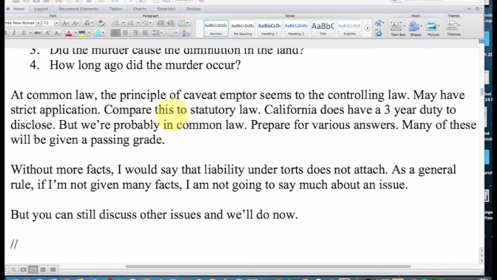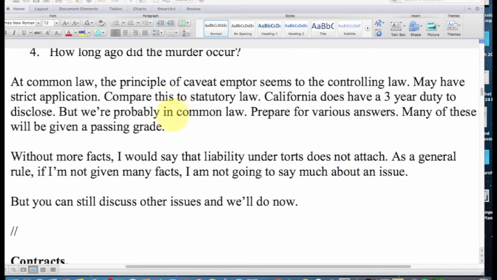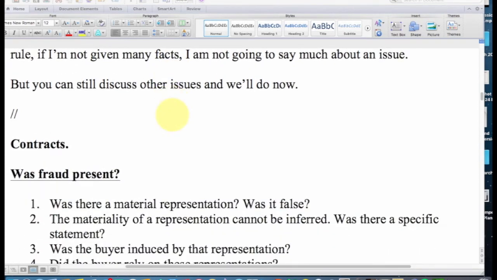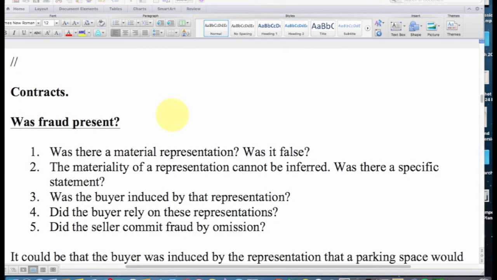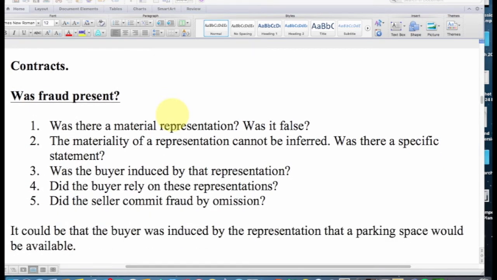Again, I have not seen the actual question. But as a general rule, if I'm not given many facts, I'm not going to spend much time on an issue. And there are plenty of other issues that we can respond to. So let's go to that now. Let's go to the possibility of contracts.